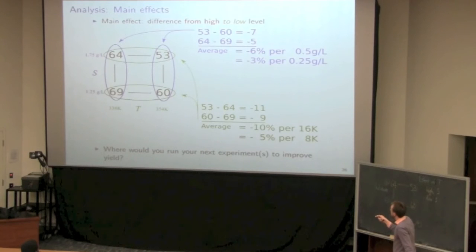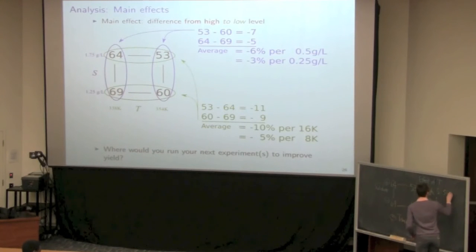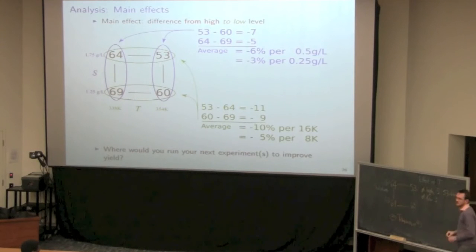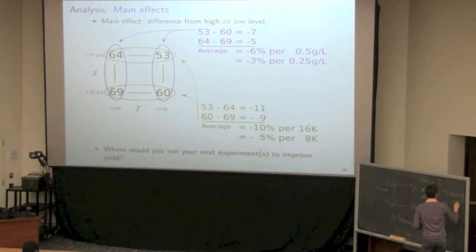At high S, we're at 53, and going to low temperature, so we keep S constant, and we're very low in temperature. We go 53 up to 64. So the effect of that is from high to low. So at high S we can say 53 minus 64, and that's equal to minus 11. If we're at low substrate concentration, the effect of changing temperature is to go from 60 up to 69, and that's a minus 9 unit drop. This is a little counterintuitive, but we're going to see where this bias is this way in a minute.